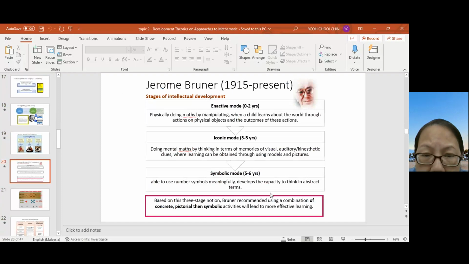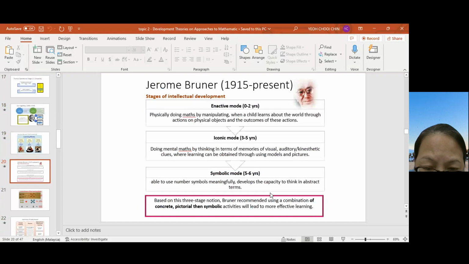So the 3 to 5 years old under Jerome Bruner is doing mental maths by thinking in terms of memories of visual, auditory, kinesthetic clues, where learning can be obtained through using models and pictures, through icons, through things, they can learn better.